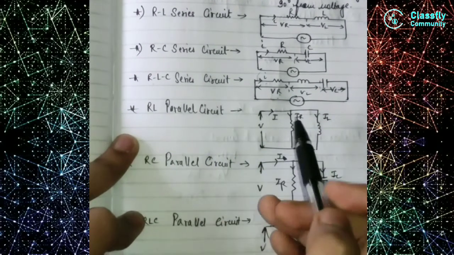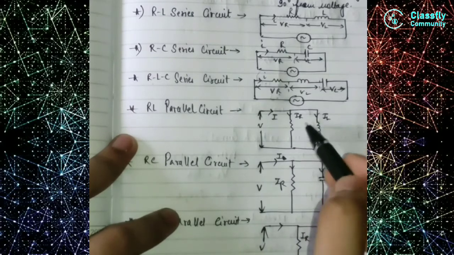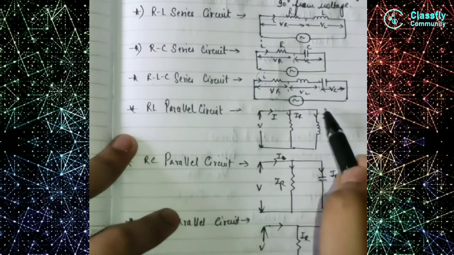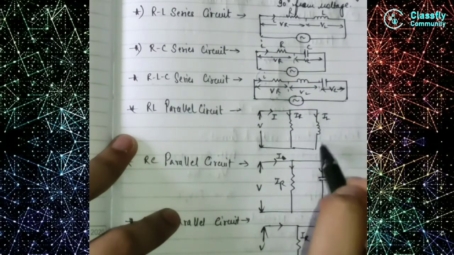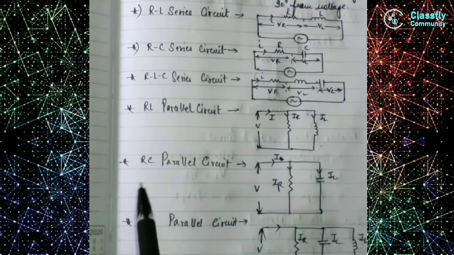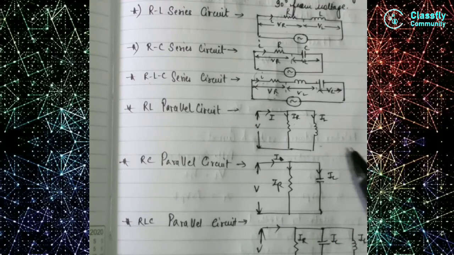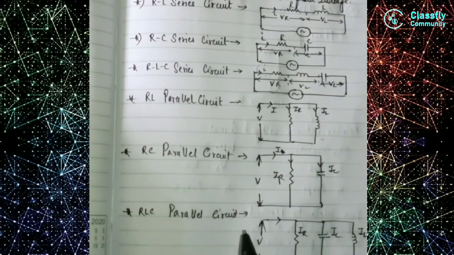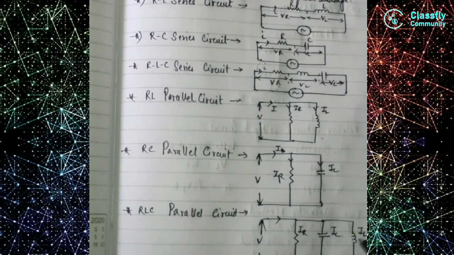Whereas in RL parallel circuit, the inductance and the resistance are both in parallel, so the current will divide here. So the current across resistance is IR and IL for the inductance, and the voltage will be same for all the components. Similarly for RC parallel circuit, the current across resistance will be IR and for the capacitance it will be IC, but the voltage will remain the same. Similarly for RLC parallel circuit, resistance, inductor and capacitor, three of them, the current will differ. That means IR is for the resistor, IC is for the capacitance, IL is for the inductance, but the voltage will be same for all the components.